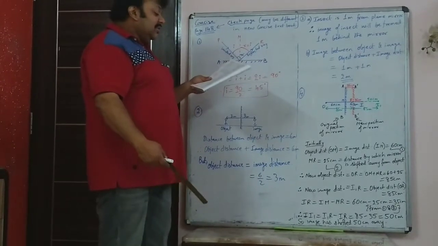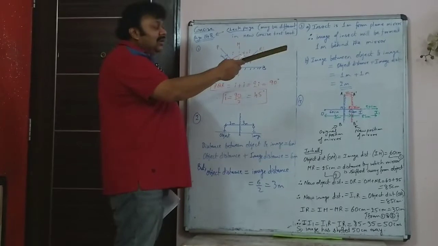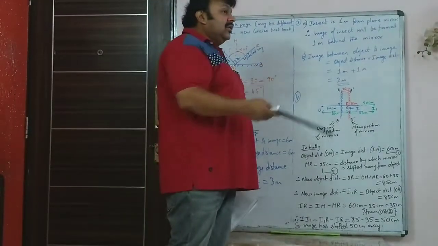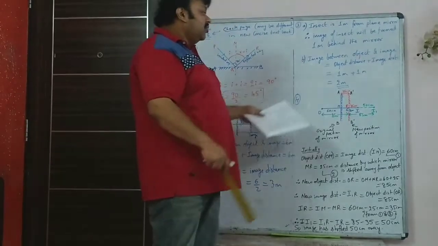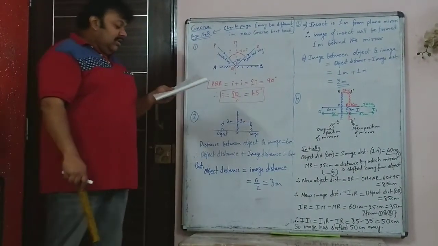What is the distance between the insect and its image? In the same way, 1 meter plus 1 meter. So the distance between the insect and its own image will be 1 plus 1, that is 2 meters. Next question, please understand this.